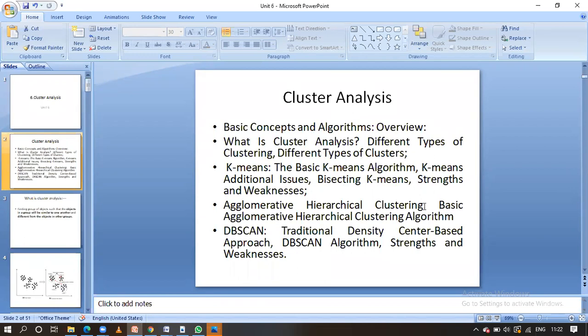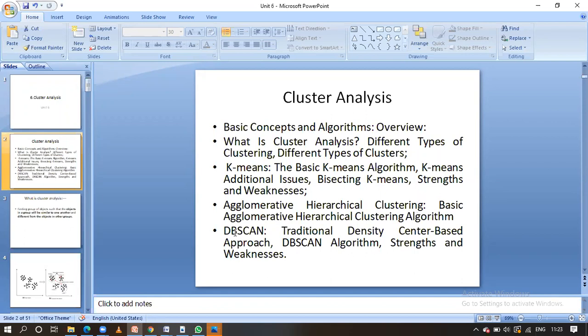That is also one type of clustering. The k-means algorithm is the oldest one, but nowadays also we use the simple k-means algorithm. Agglomerative hierarchical clustering is the second type of clustering algorithm. Now we are going to discuss this algorithm by taking one example, and we will discuss the algorithm also.